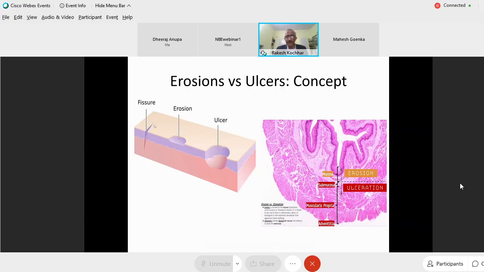A fissure, something seen very uncommonly, for example, in patients with Crohn's disease, fissure is a clean cut-like thing. In contrast to an erosion, which is irregular, ulcer is irregular. Fissure is clean cut-like, and it can be in the mucosa or in the submucosa.